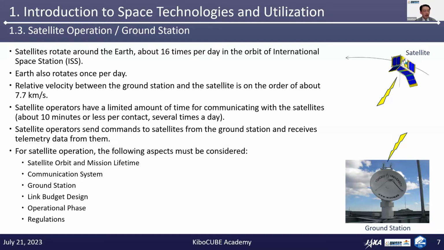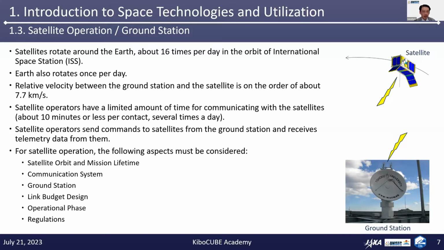For satellite operation, you need to understand the characteristics of satellite orbital motion. I'll explain these one by one on this slide. Satellites in ISS orbit rotate around the Earth about 16 times per day, which means that one revolution of the orbit takes about 1.5 hours, or 90 minutes. Earth also rotates once per day.